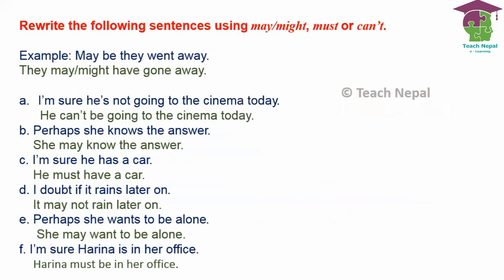In this way. Okay, rewrite the following sentences. You have to rewrite it. I'm sure he's not going to the cinema today. Sure plus not, it means he can't be going to the cinema today, right? Number B, perhaps she knows the answer. She may know the answer. You have to say she may know the answer, right? So please go on doing in this way, okay?